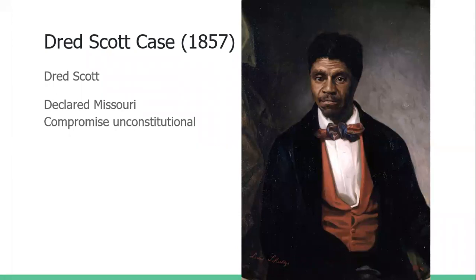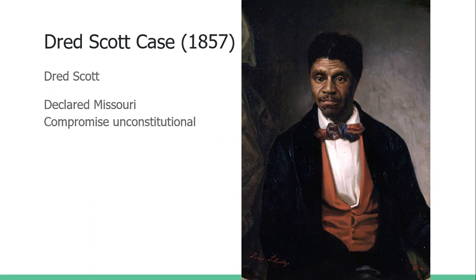Now, the Dred Scott case, this one is also pretty crazy. So Dred Scott is this gentleman right here. He was a slave. His master moved into a territory and brought him with them. That was a free territory. Slaves did not exist there. But he and his master got into a disagreement over him remaining a slave, even though they were in a free territory.